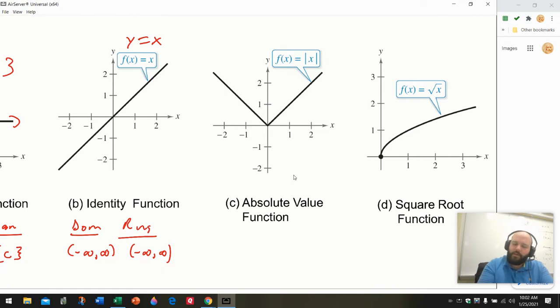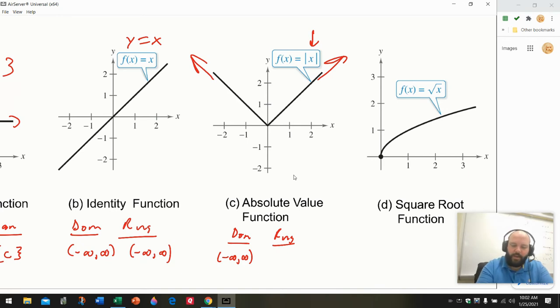So let's think about what numbers we can put in. Domains are numbers that are inputs, range are the numbers that are outputs. So what numbers can we put in? Or how far left and right does this graph go? Well, it goes to the left forever and it goes to the right forever. Thus, the domain is any x that we want. We can put any number we want. So it's negative infinity to positive infinity.